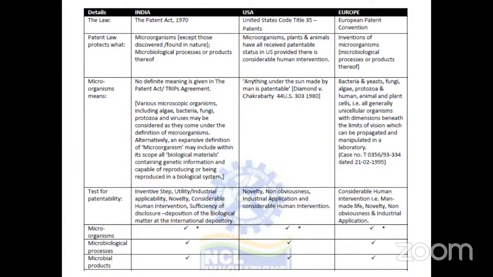Microorganisms with human intervention can be patented in India, in the USA, and in Europe. Microbial processes can be patented in India, but they should have an inventive step. They can be patented in the USA, and they can be patented in Europe.